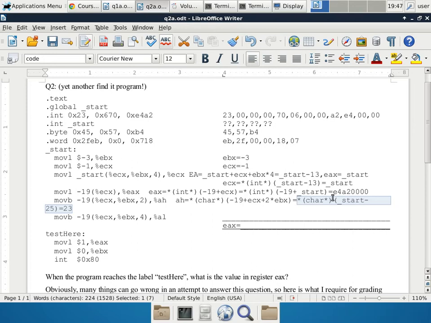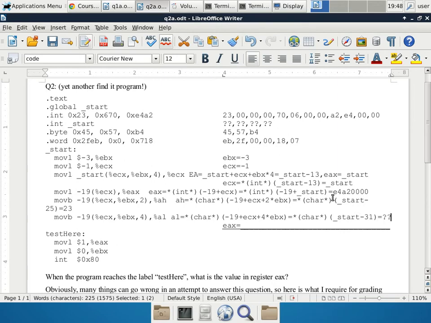So the last one is kind of tricky because it looks almost the same as this one, except the range is out of range. In this case, it is out of range because AL is going to get the byte at the effective address of 4 times EBX and not 2 times EBX. So when you look at the values, it becomes -31, and that is out of the range. We don't know what is the content at that location.